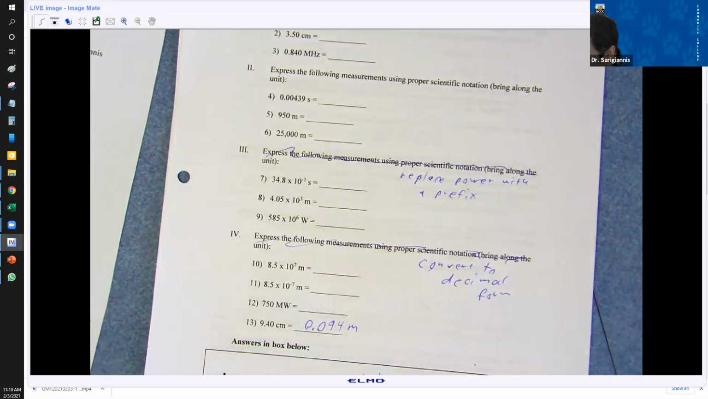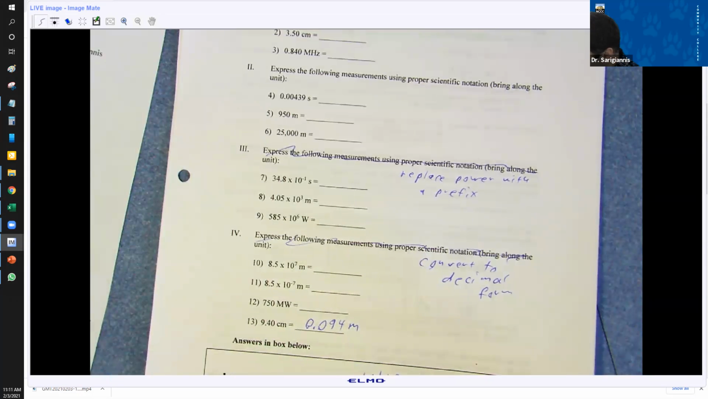Yeah, because centi is times 10 to the minus 2, right? It's 1/100th of a meter. So that's where you get the 0.094 meters. Okay, any more questions about the packet, the self-practice stuff?